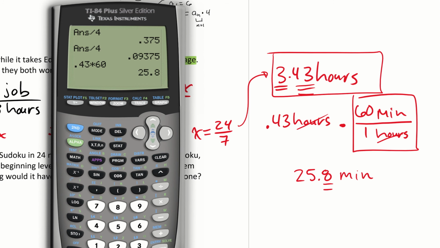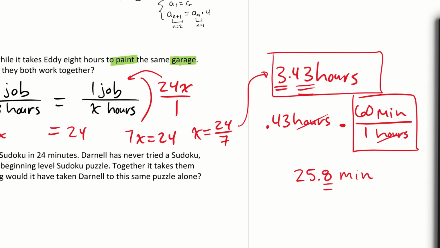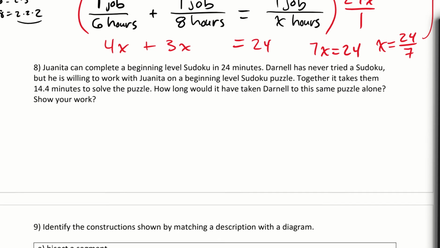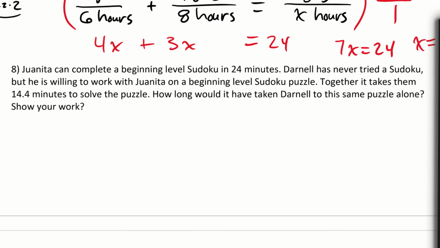I did not say convert this into hours and minutes. But that dimensional analysis piece is just really important, and it's nice that it showed up there. Last question here on this page is a very similar question. In fact, so similar, I probably should have deleted one of these. So, Juanita can complete a beginning level Sudoku puzzle in 24 minutes. Oh, this is slightly different, actually.